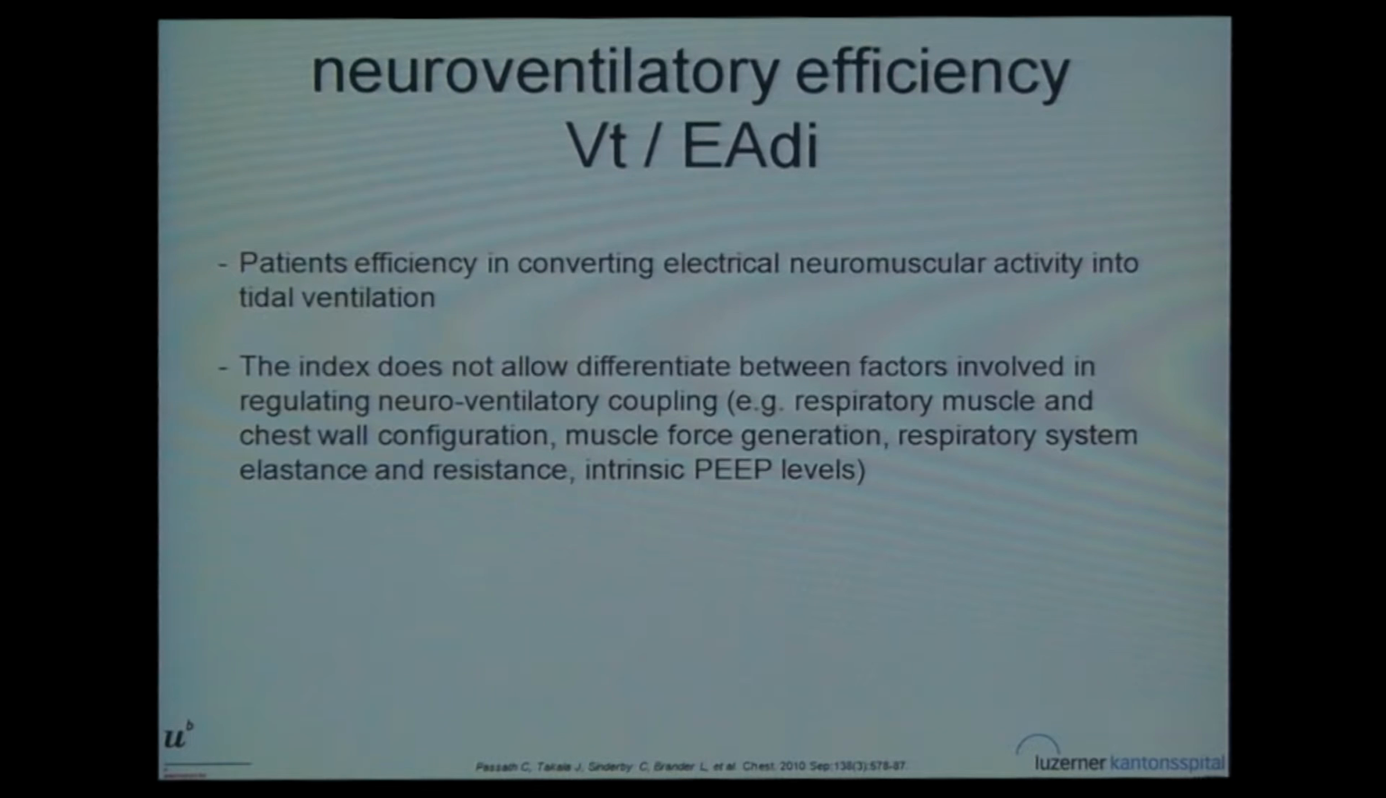It is important to note that the index does not differentiate between factors involved in regulating neuroventilatory coupling, for example, respiratory muscle and chest wall configuration, muscle force generation, respiratory system elastance and resistance, and intrinsic PEEP levels. Each of these components could be changed by changing a factor such as the PEEP, and the index does not tell you which of the factors actually changed, but it just tells you if the patient became more efficient in his breathing.